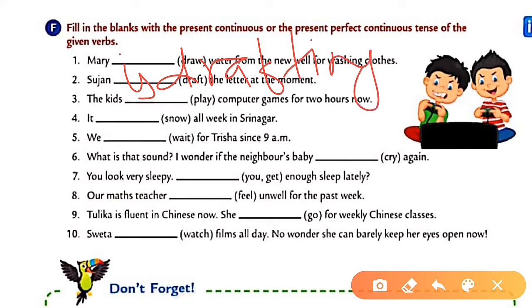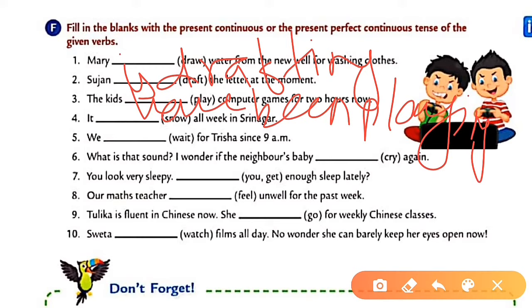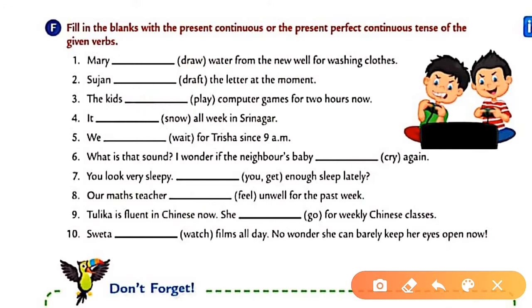Next, the kids have been playing computer games for 2 hours now. It has been snowing all week in Srinagar. Next, guys, move to number five. We have been waiting for Trisa since 9 a.m.